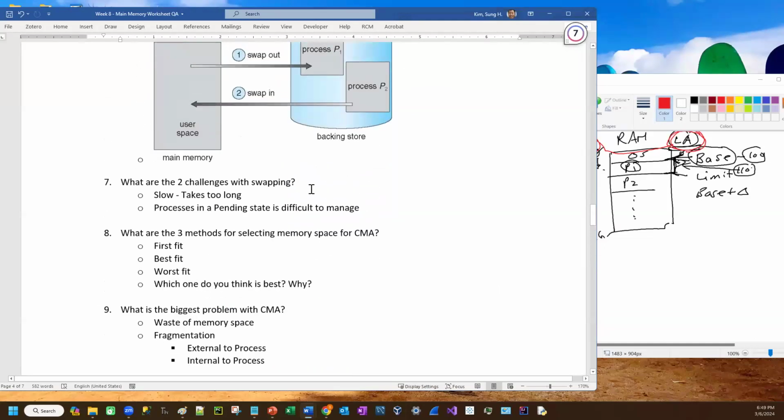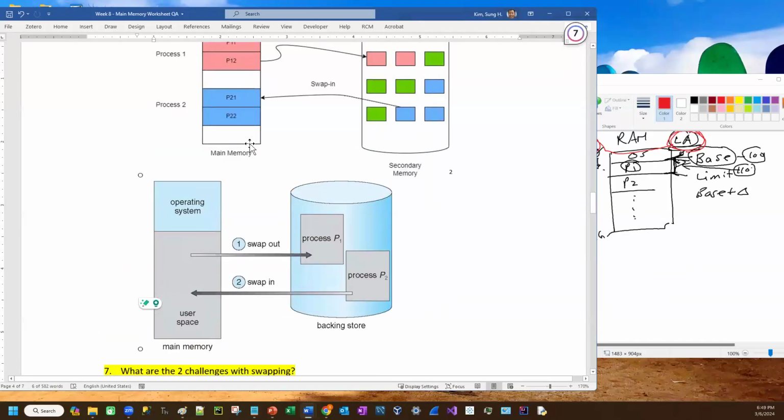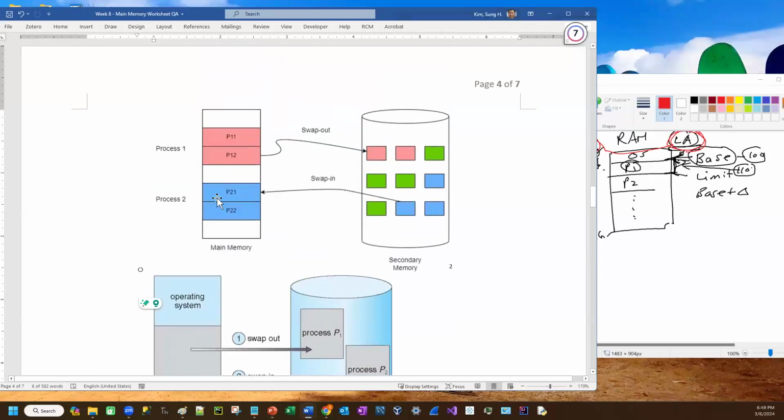So there are two problems with the swapping. One is it takes too long, right? If you're running the applications from the RAM, it's pretty fast. But if you're running the applications using the swap that uses the secondary memory, now here.